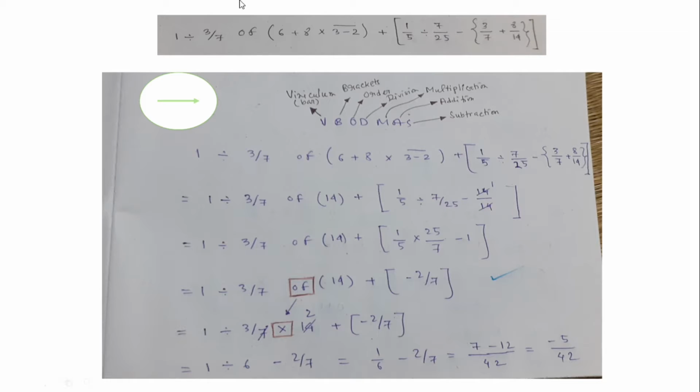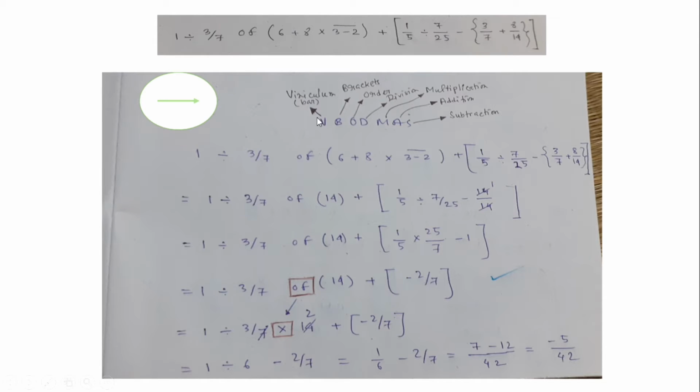To solve this type of problem, everyone should follow this rule: V BODMAS. V BODMAS rule. V for vinculum, that is also called bar, and B for bracket, O for order, D for division, M for multiplication, A for addition, S for subtraction. First of all, we perform this, then this, then this, then this, and like that.